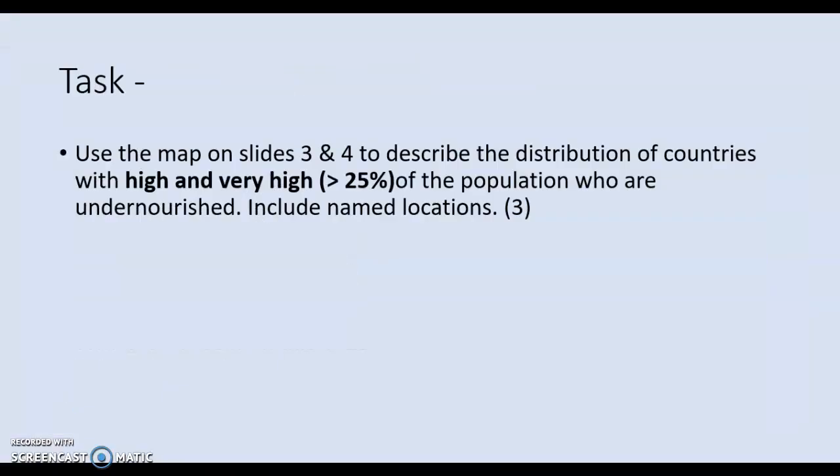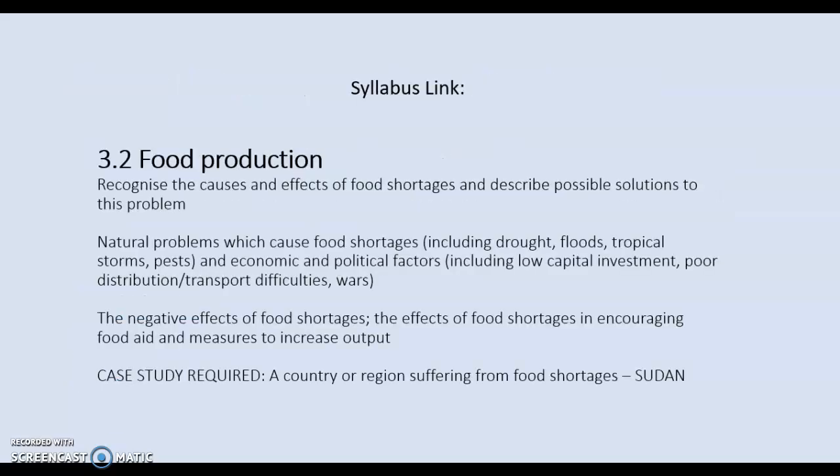So that is it for today. Just a bit more detail about the food crisis situation in South Sudan. Any questions, please just ask.